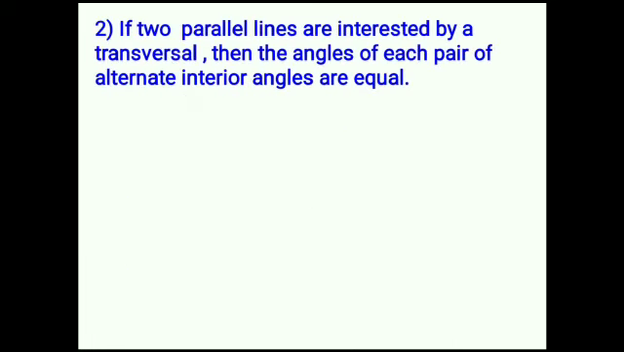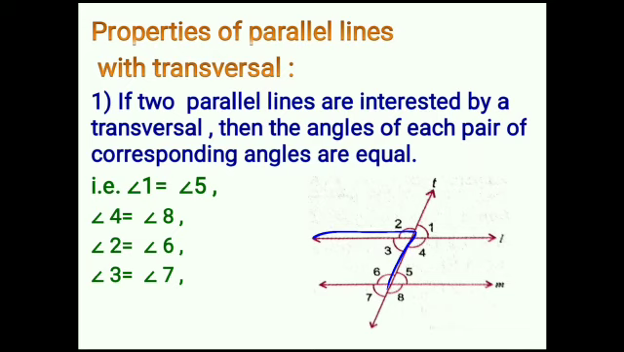And this is the concept of the first property: if two parallel lines are intersected by a transversal, then the angles of each pair of corresponding angles are equal. If the given two lines are parallel, then we can say that the corresponding angles are equal.